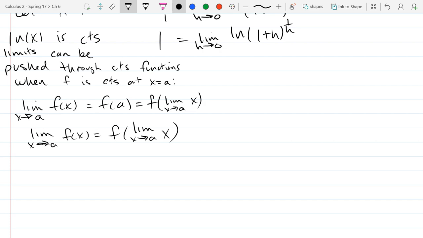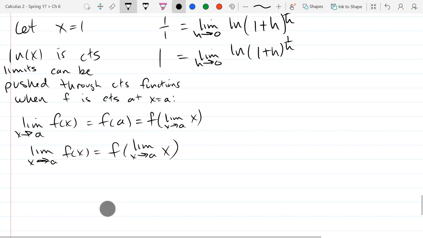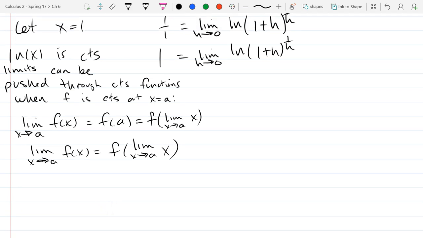So this is what I mean by pushing a limit through a continuous function. If you know your function is continuous, you can push a limit through your function. So I'm going to do that using the fact that natural log is continuous. I'm going to push this limit through the natural log function. Let me change the color. So we're going to push the limit through the natural log function.